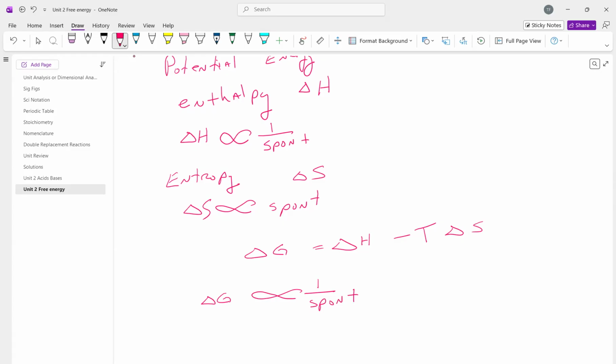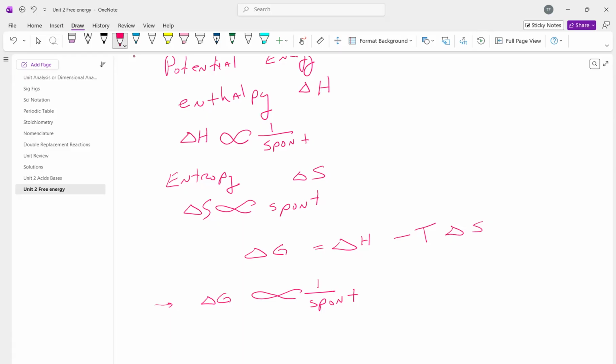The last two, enthalpy and entropy, just briefly. If enthalpy goes up, then spontaneity will decrease. So with increased enthalpy, the reaction will not occur. Increased entropy, it will.